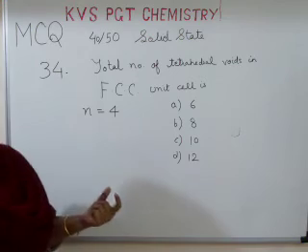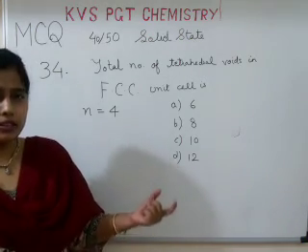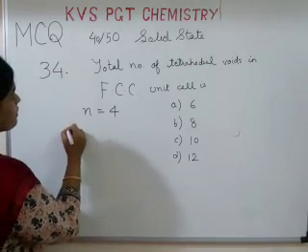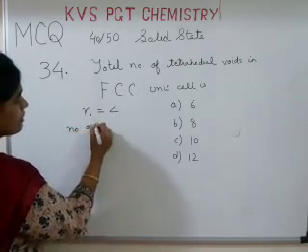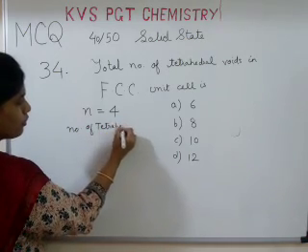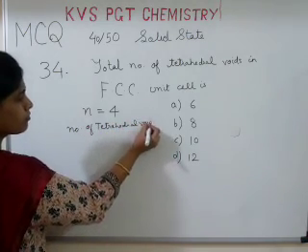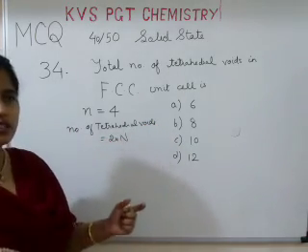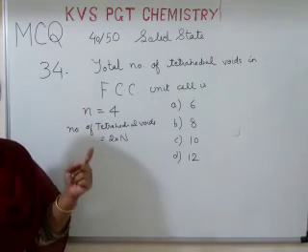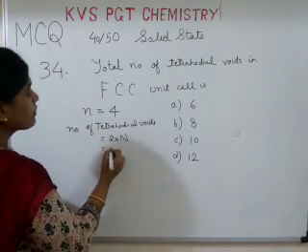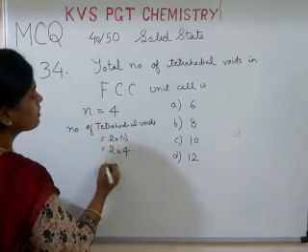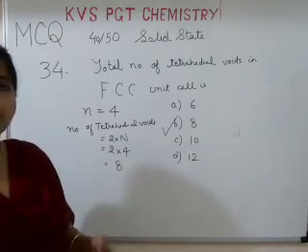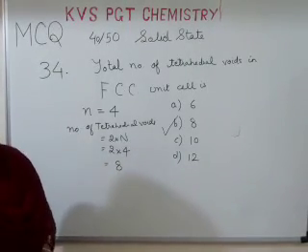Now dear children, do we have any formula to calculate the number of tetrahedral voids present in a crystal lattice? Yes, we have: number of tetrahedral voids equals twice the number of atoms present in a crystal lattice. So if FCC contains 4 atoms per unit cell, the number of tetrahedral voids is its double. So the correct answer is option number B. It has 8 tetrahedral voids.